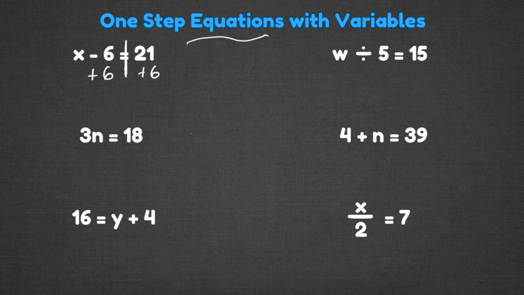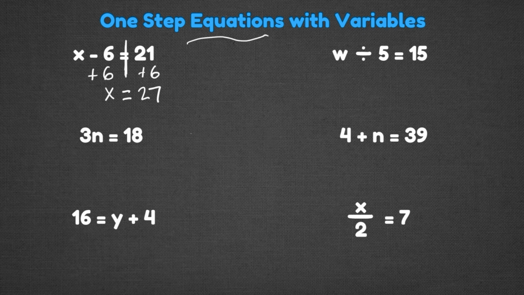And then what we do is we simply rewrite the problem. Simplified, we have x minus 6 plus 6, which means that we're left with x. We'll rewrite the equal sign as well. And then 21 plus 6 gets us 27.